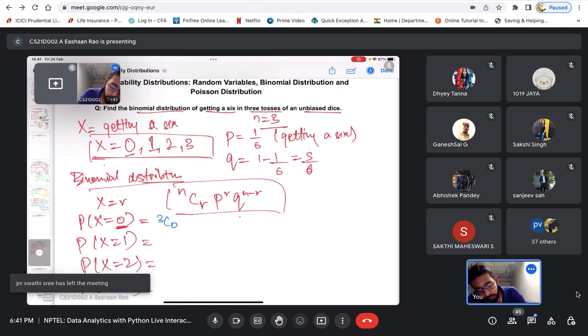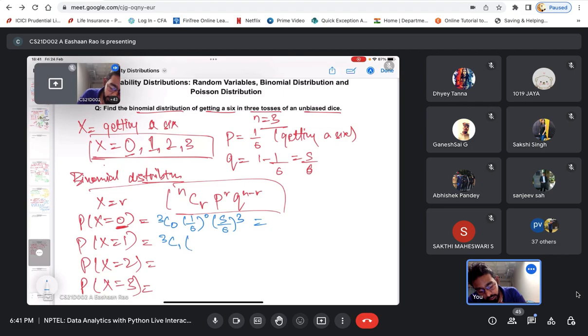So it will come out to be 3C0, and p is 1 by 6, so 1 by 6 raised to 0, and 5 by 6 raised to 3. Whatever value we get, we will see that. Similarly, in this, 3C1, 1 by 6 raised to 1, and 5 by 6 raised to 3 minus 1. So here we will get 2. We will have to calculate for that as well.